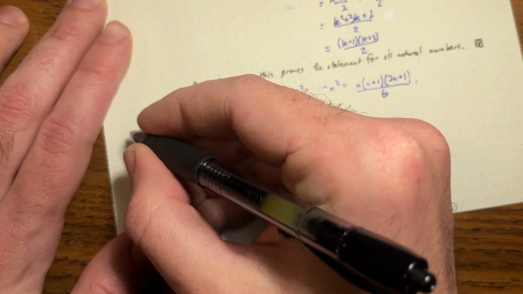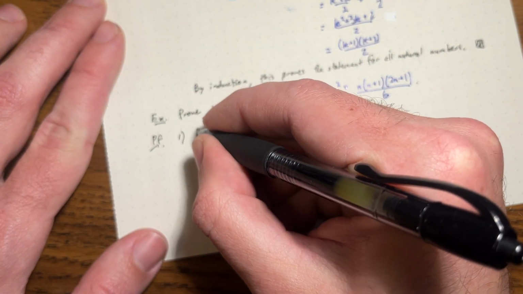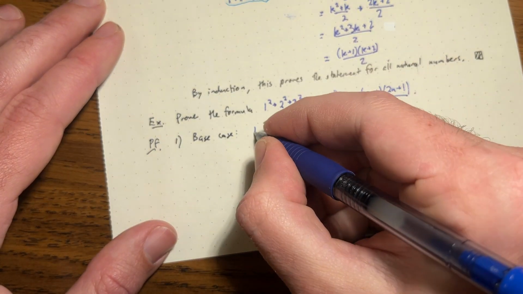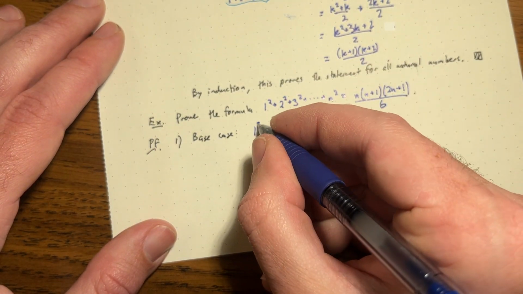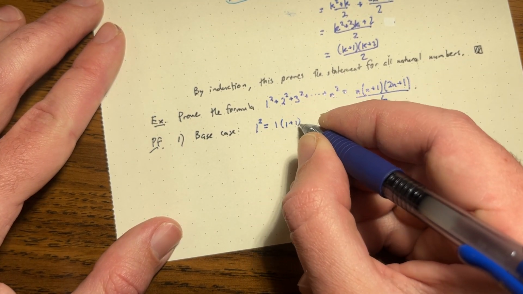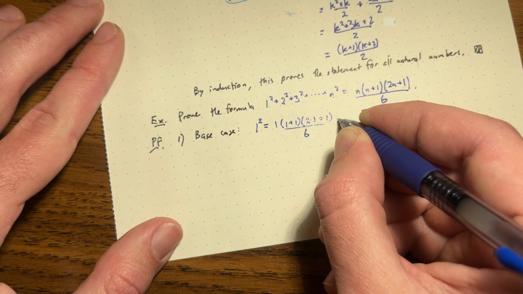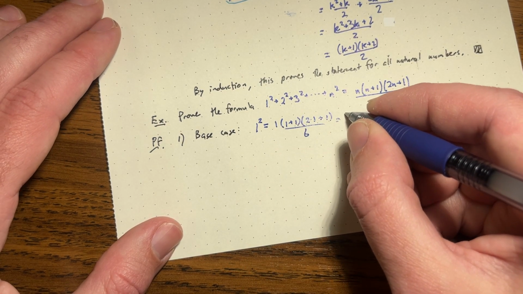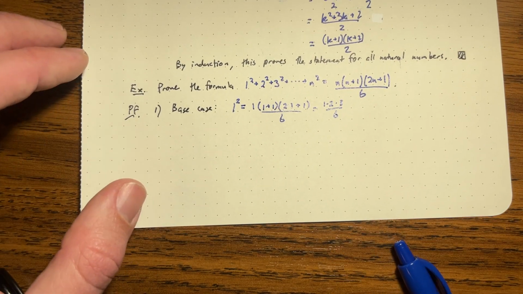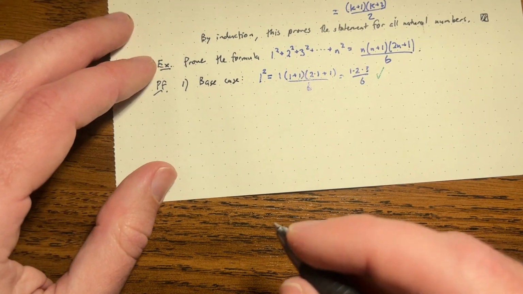It's actually not much harder than the previous one. So proof: we will start with the base case. The base case in this case will be the sum of the first 1 squared, so I technically should have 1 squared equals 1 times 1 plus 1 times 2 times 1 plus 1 over 6. What is this? It's 1 times 2 times 3 over 6. That checks out, right? 6 over 6. So there's our base case. And now our inductive step.